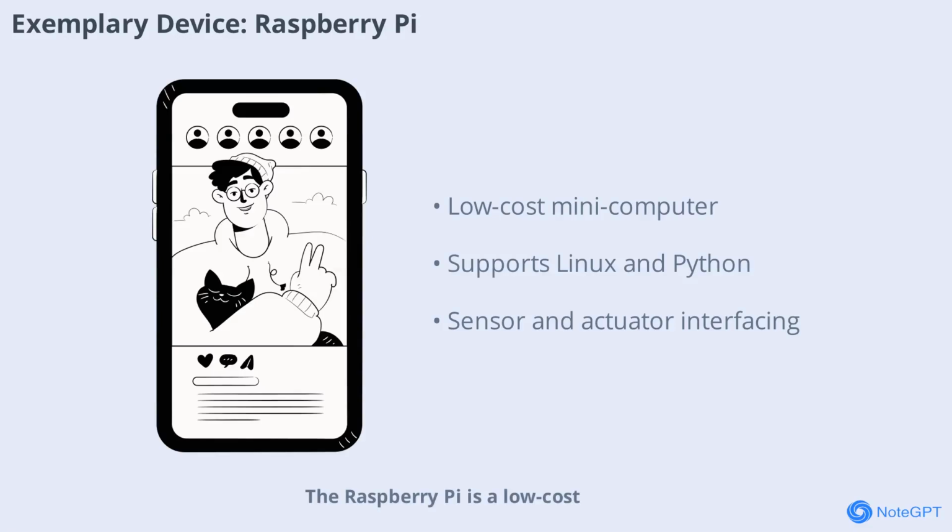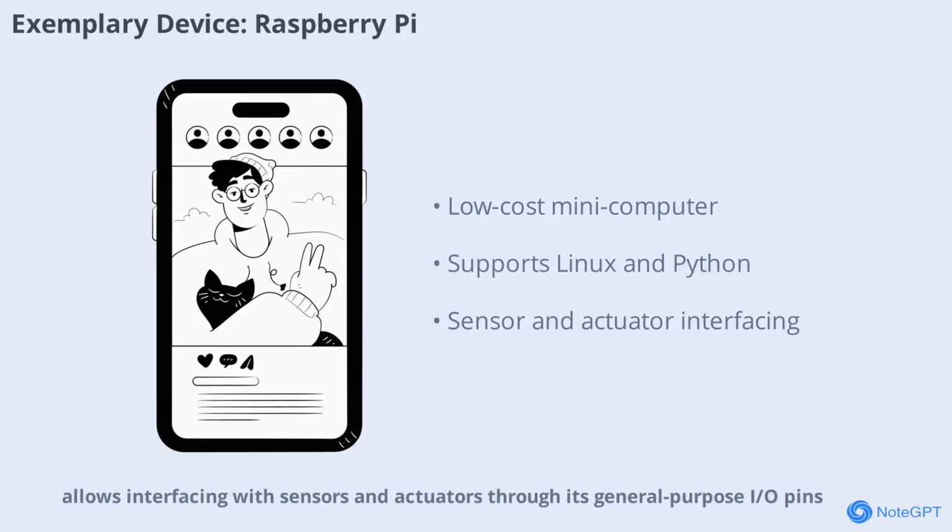Raspberry Pi is a low-cost, credit card-sized mini-computer that runs various flavors of Linux. It can perform most tasks of a regular computer and allows interfacing with sensors and actuators through its general-purpose I/O pins. Raspberry Pi supports Python out of the box, making it a popular choice for IoT prototyping and development.